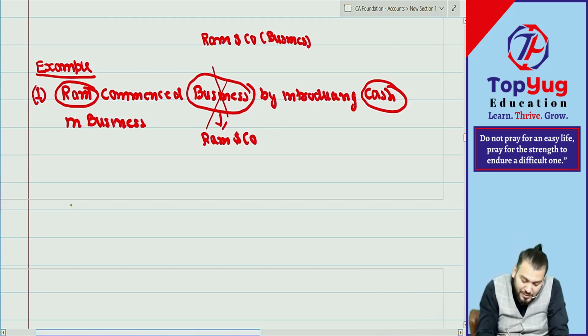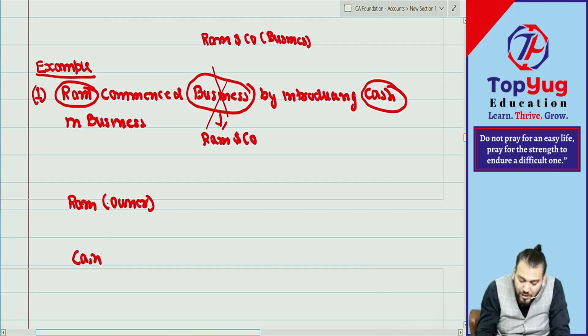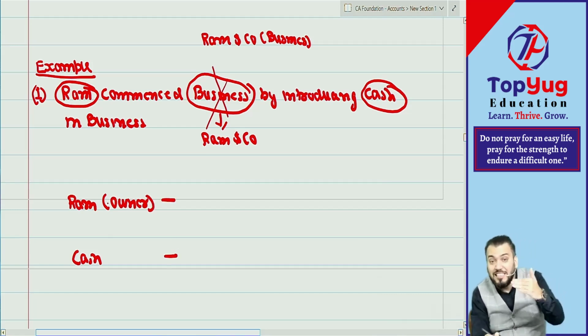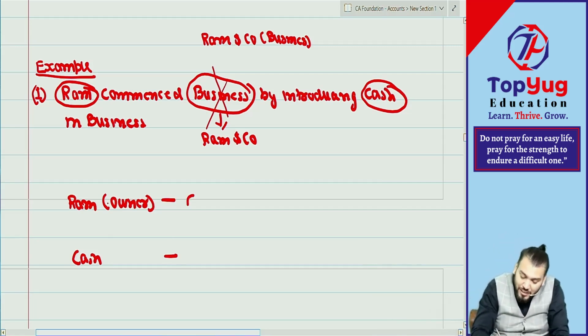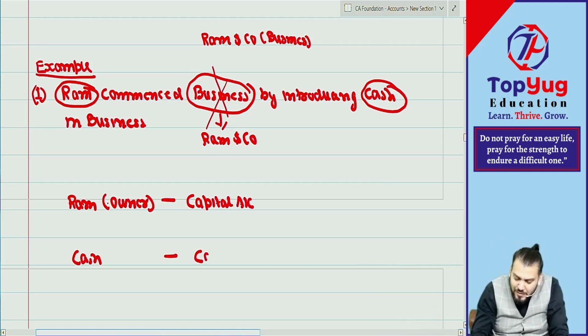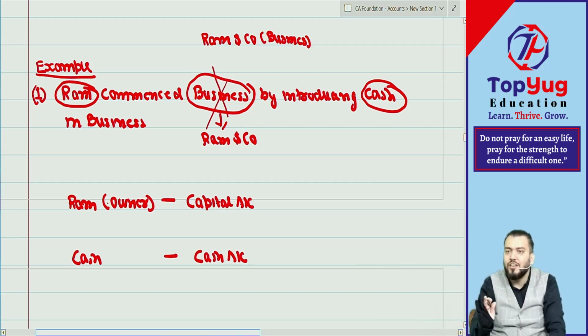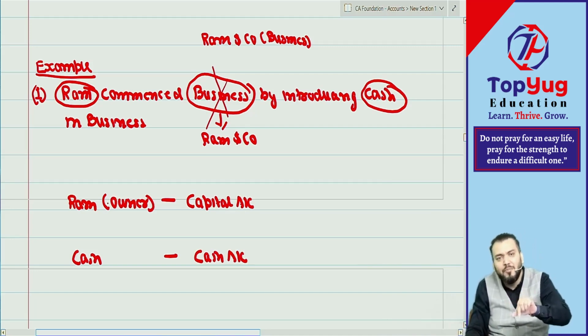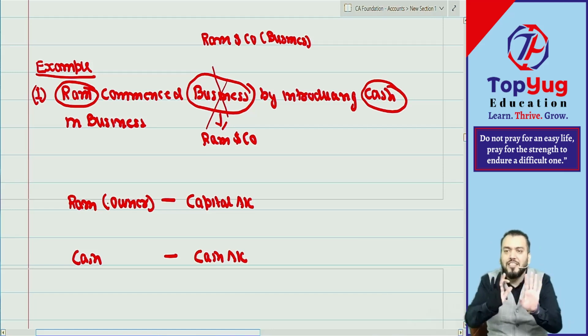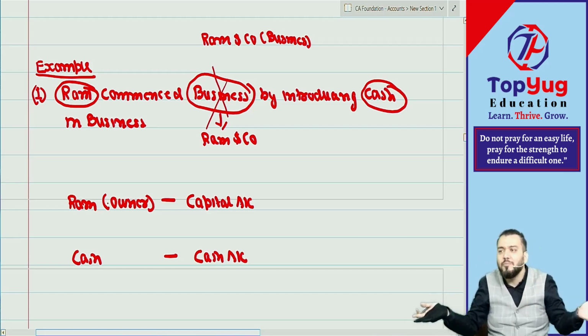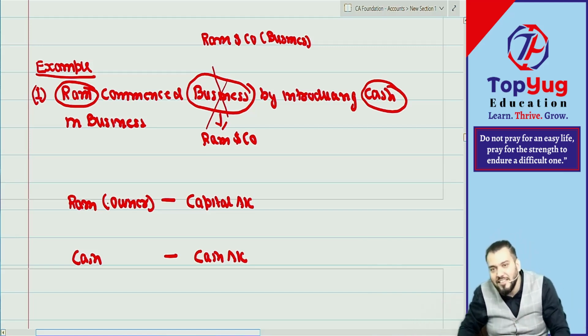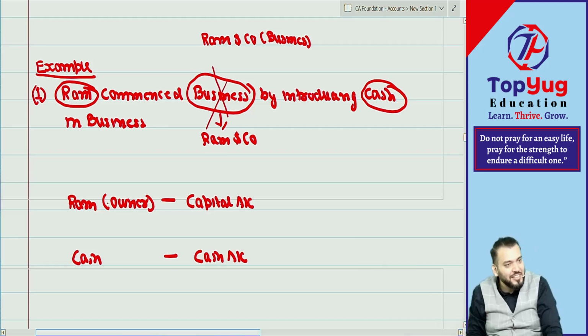So what are the two aspects? Ram and cash. Tell me, Ram is the owner. For the owner, which account, if he introduces cash? So we will open a capital account, and for cash we will open a cash account. If a special term is not given, we open the account with the name of that item only. Earlier I said purchase of fixed asset, these are special items. For cash I have not said anything, so for cash we will open a cash account. Are you able to understand? Correct.